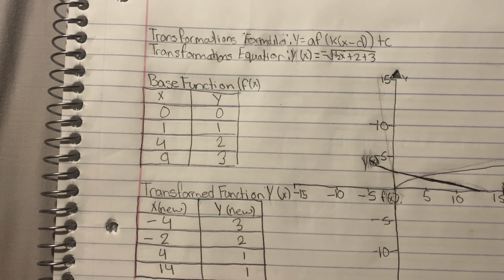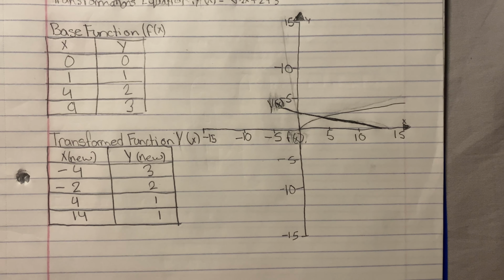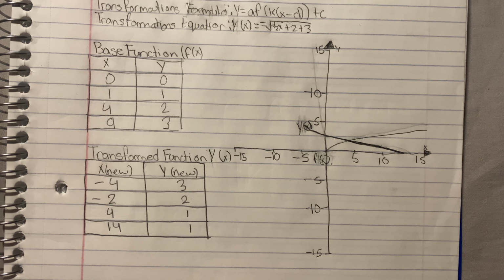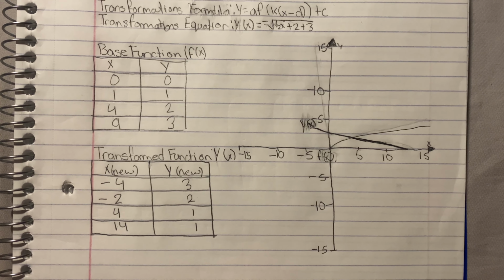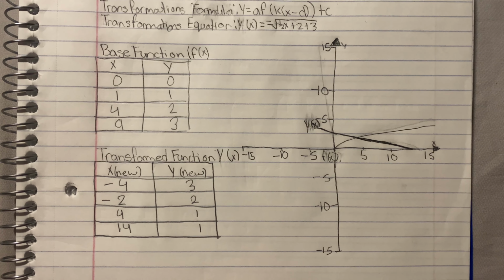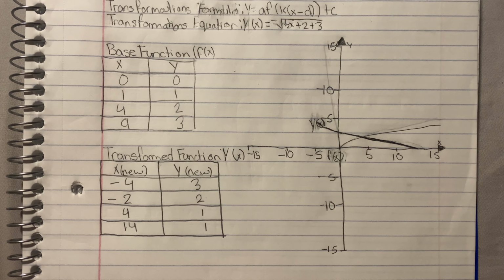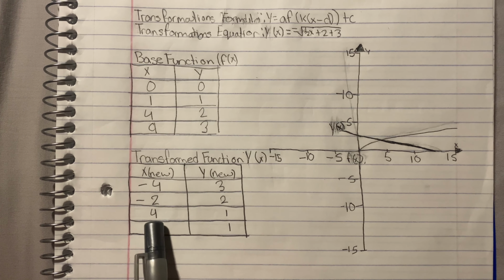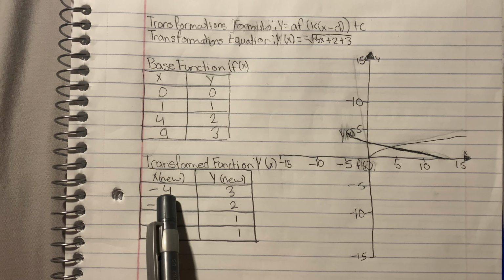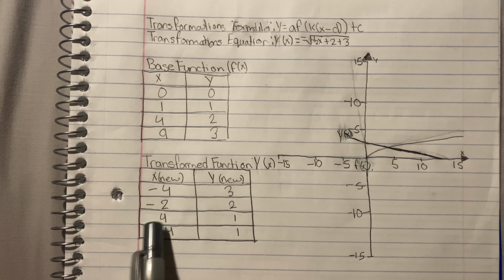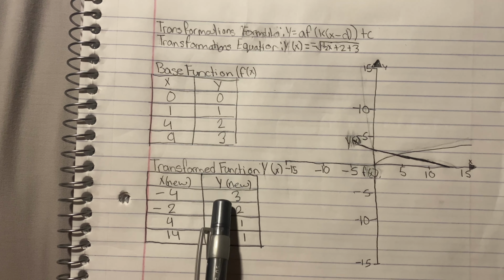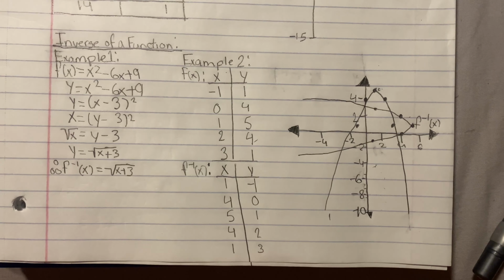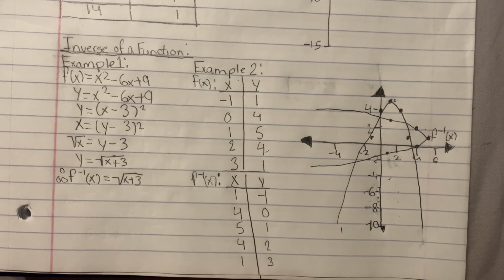I then applied the transformations from my equation, which were horizontal stretch by a factor of 1 over 2, reflection across the x-axis, and then shift 4 units to the left, shift 3 units upwards. This resulted in my transformed function here, which are the x values negative 4, negative 2, positive 4, positive 14, and my y values being 3, 2, 1, 0.